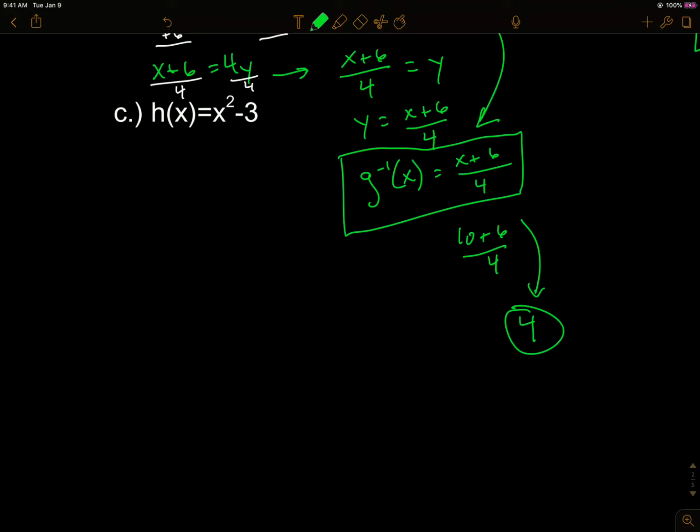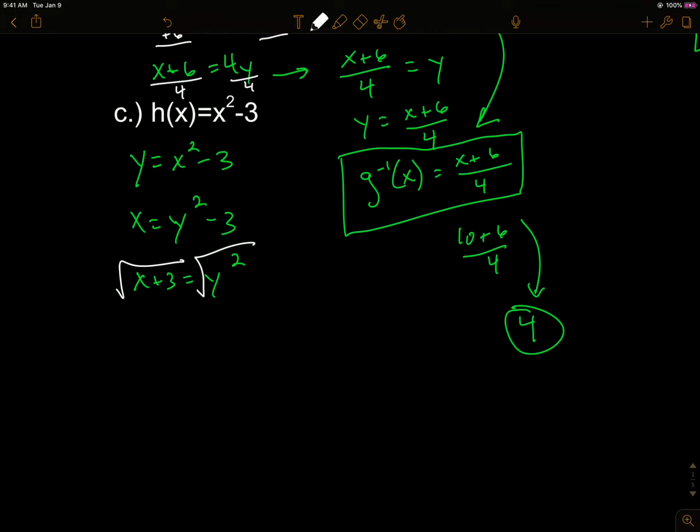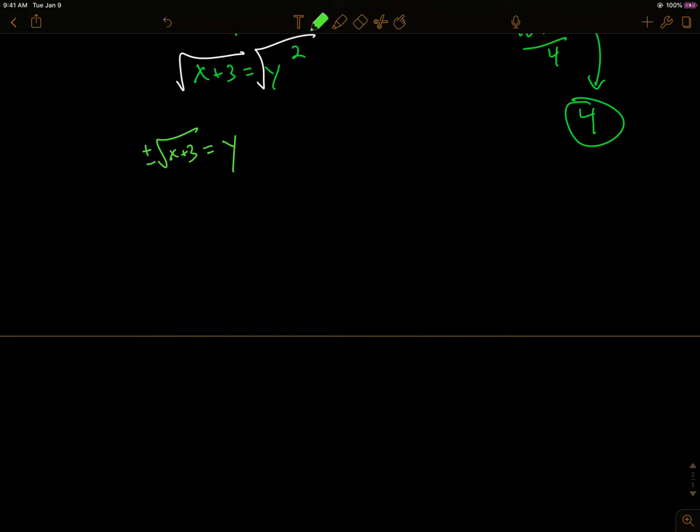Okay, this last one, if I change my h to a y, I'm now going to switch my x's and my y's and then solve for y. So I add 3 to both sides. And then to solve for the square, I take the square root to undo the square. So then I get y is equal to plus or minus the square root of x plus 3. That creates two equations. And I'm going to rearrange this and write the y first. I get y equals the square root of x plus 3. And I also get y equals negative the square root of x plus 3, because I have two versions.